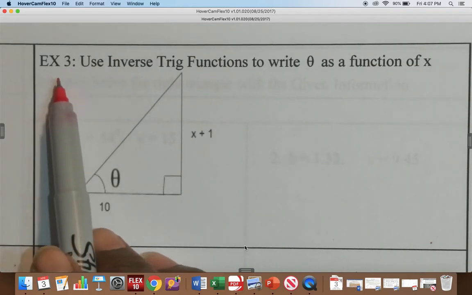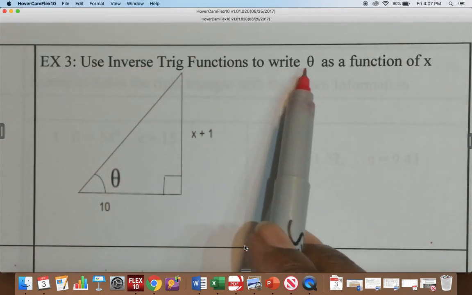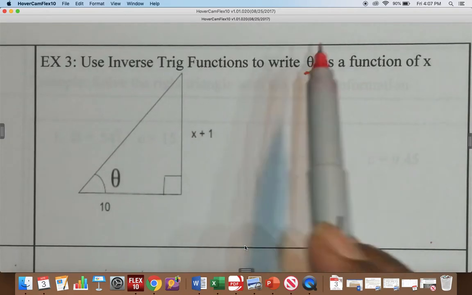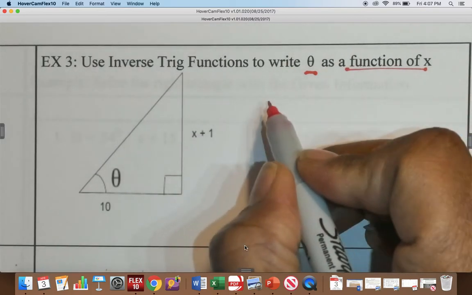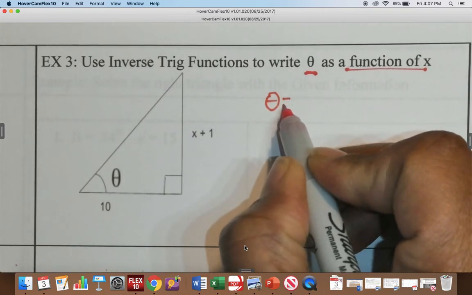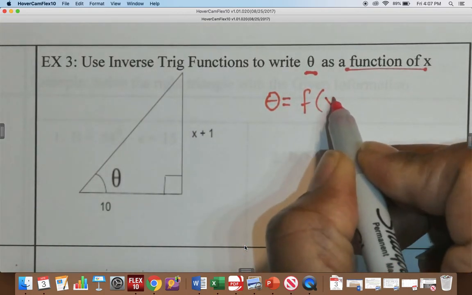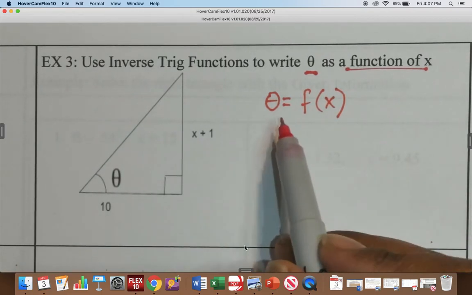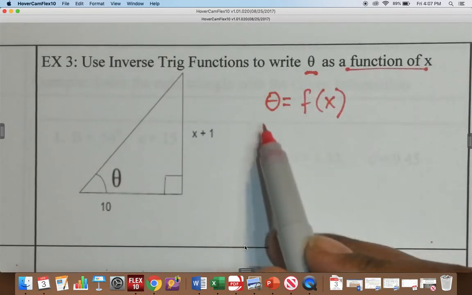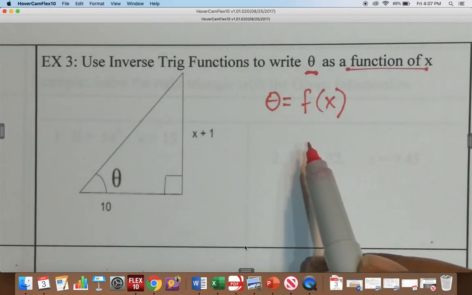So this example says, use inverse trig functions to write theta as a function of x. It doesn't say to evaluate theta, it just says write theta as a function of x. So what that means is I have theta and I need to write it as some function where x is my independent variable. So I'm looking for an expression or an equation for theta. I'm not looking for a value.